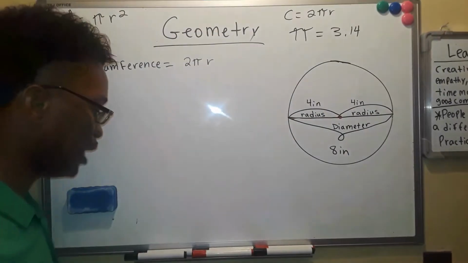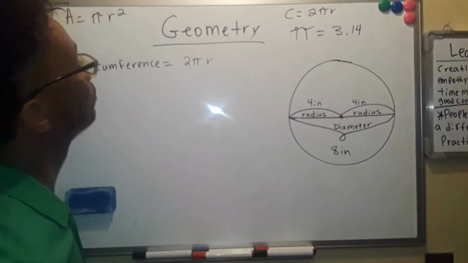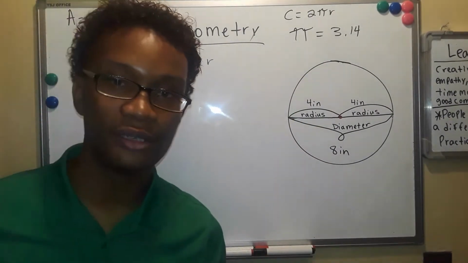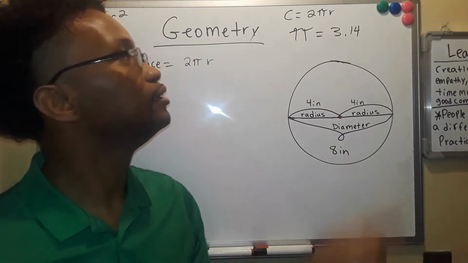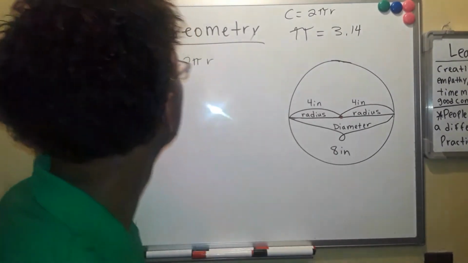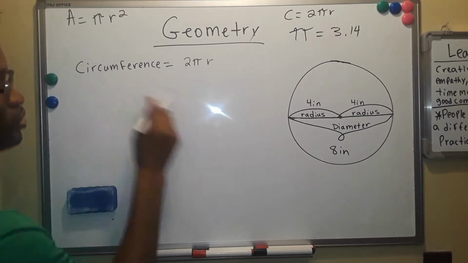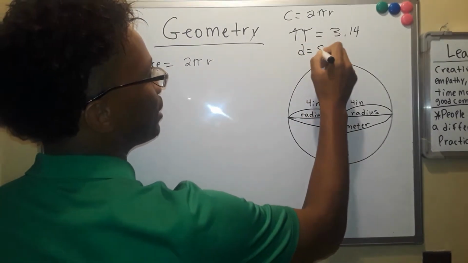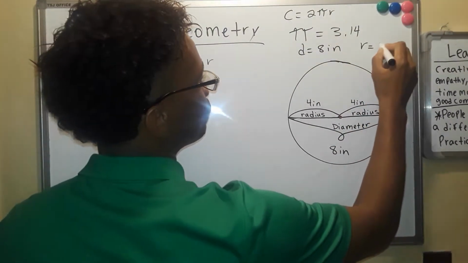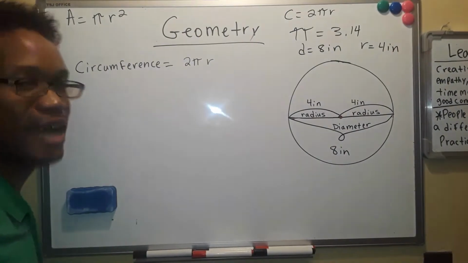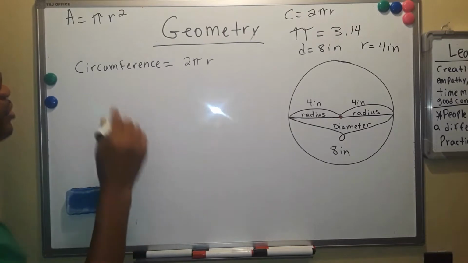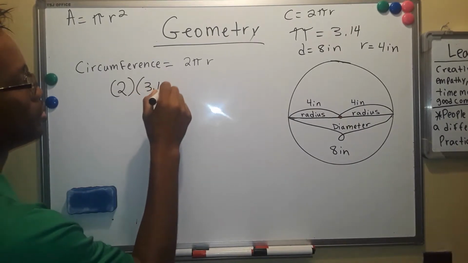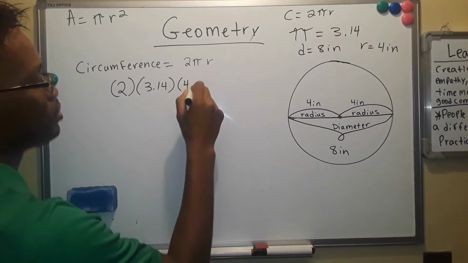Okay? Now, a circumference has a formula: 2 times pi, which is 3.14, a constant, times the radius, r. So this is how it looks right here. We have the pi. We have that our diameter is 8 inches. And then we have that the radius is 4 inches. We have all that important data. Let's put it together. So 2 times 3.14 times the radius, which is 4 inches.